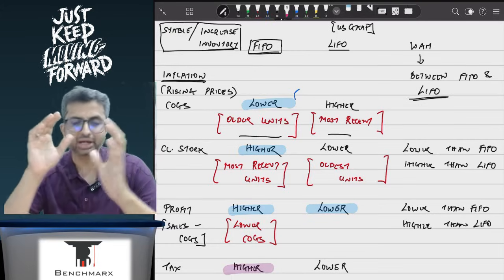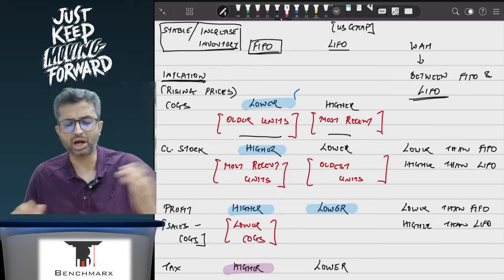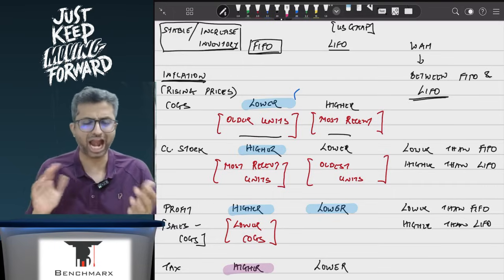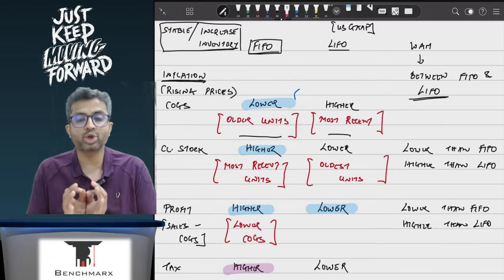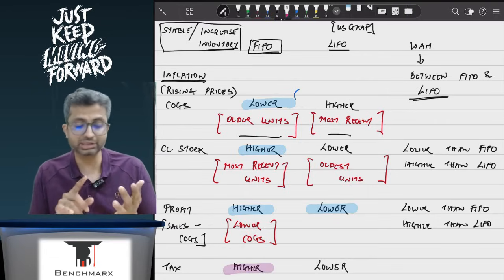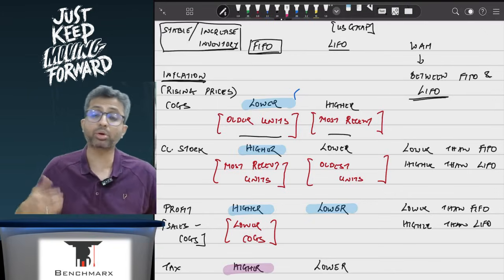So when I look at the extremes over here, this will be for FIFO and LIFO. Weighted average almost sits in the middle of the two. So this is regarding cost of sales, this is regarding profits, this is regarding tax. But what about closing inventory?